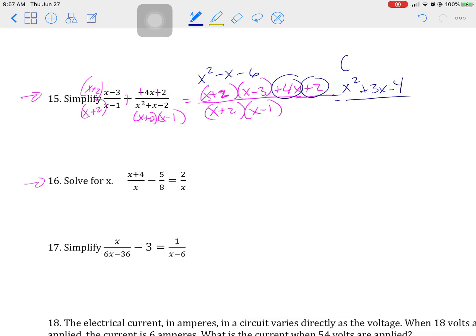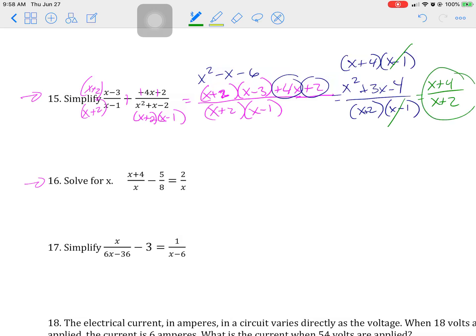And that factors to a positive 4 and a negative 1 over x plus 2, x minus 1, and then it needs to be reduced. So this is going to be x plus 4 over x plus 2. There's your final answer. Okay?